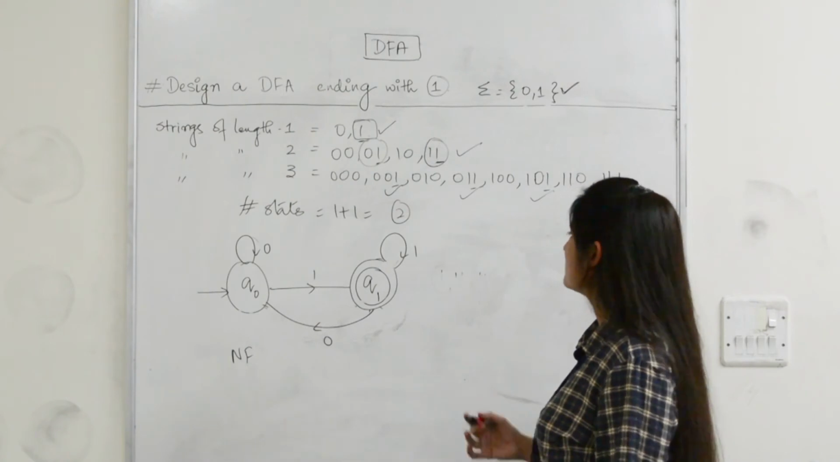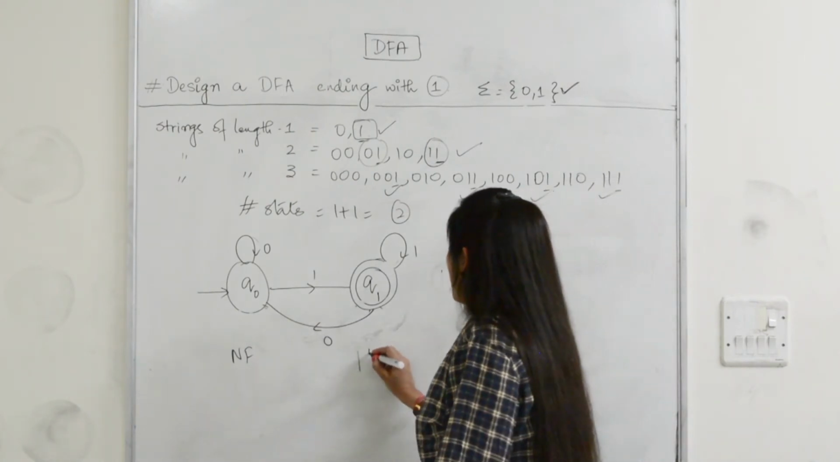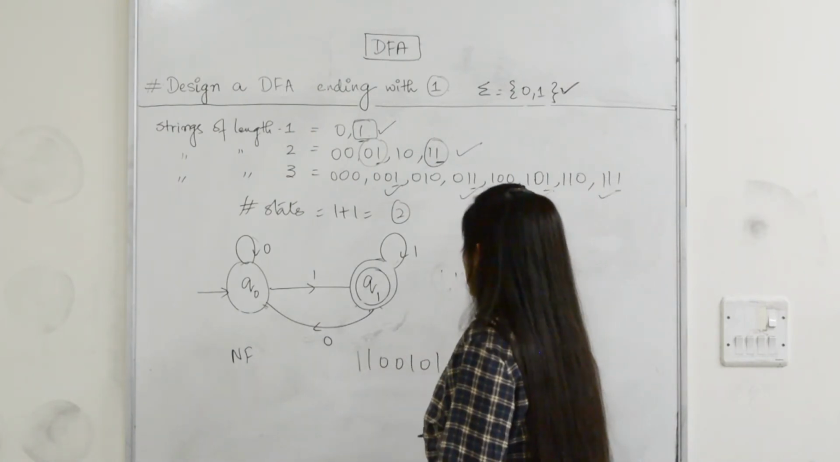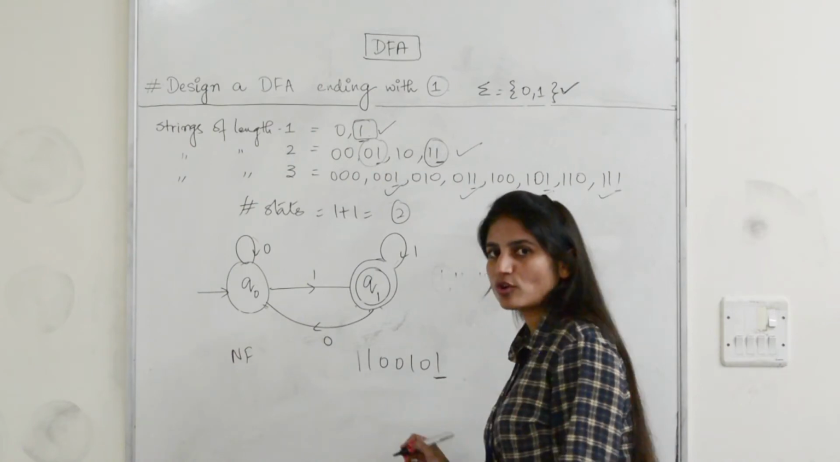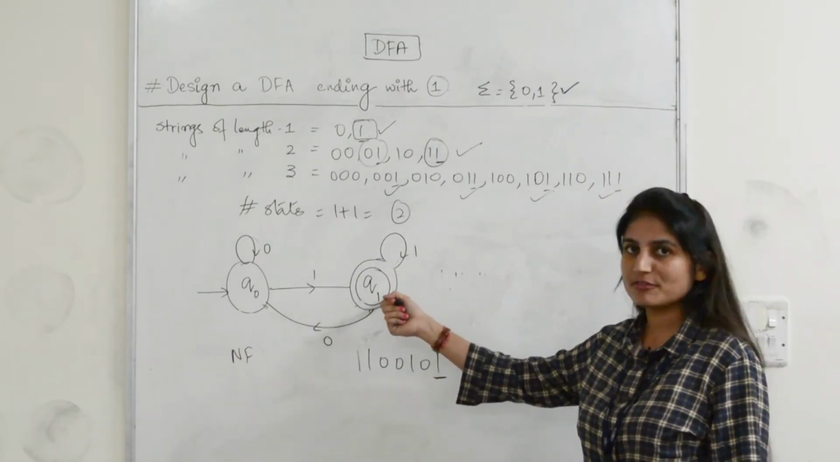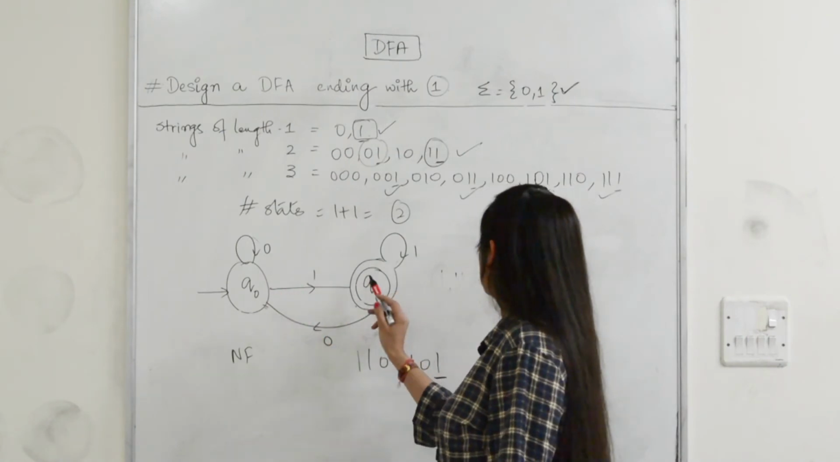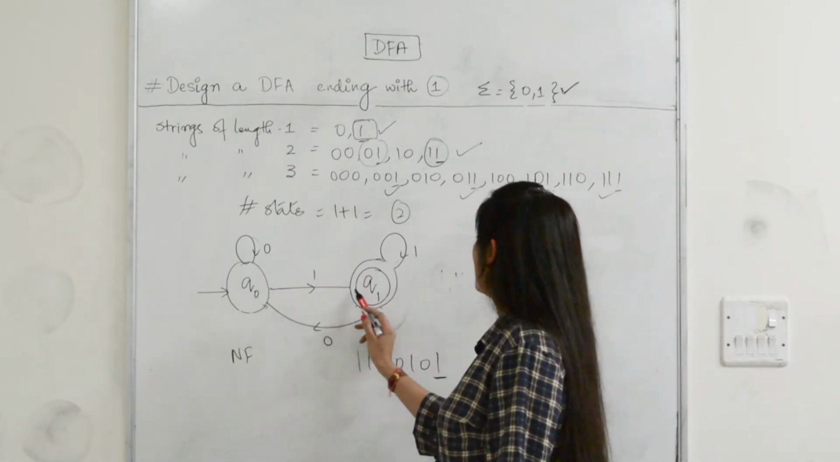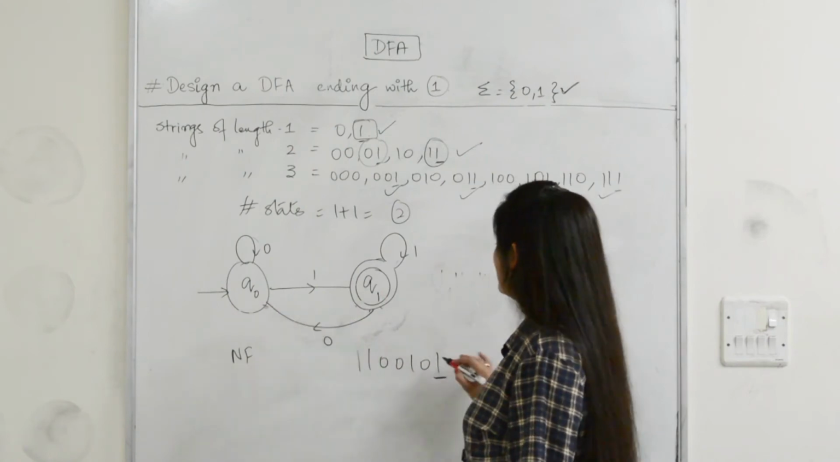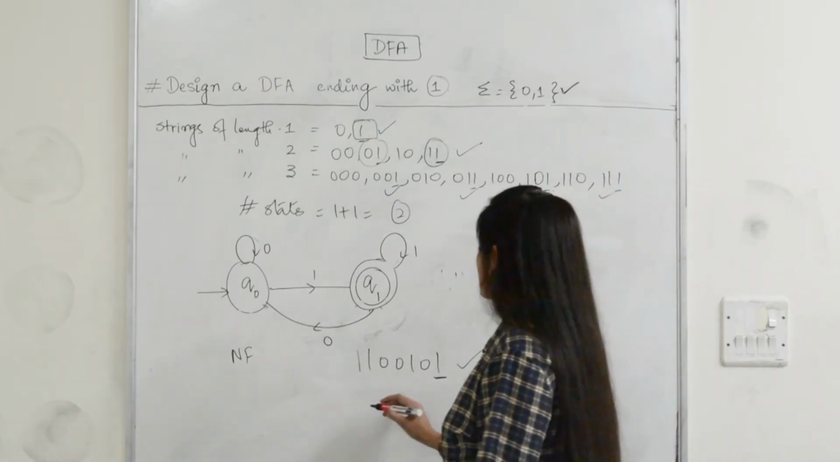Now just pick up a random string. Let's say 1, 1, 0, 0, 1, 0, 1. Now this string is ending with 1, so obviously it has to be accepted by this DFA and we will verify it. So it will be 1, 1, 0, 0, 1, 0, 1. So it is accepted.